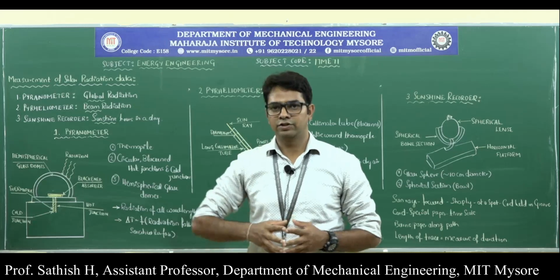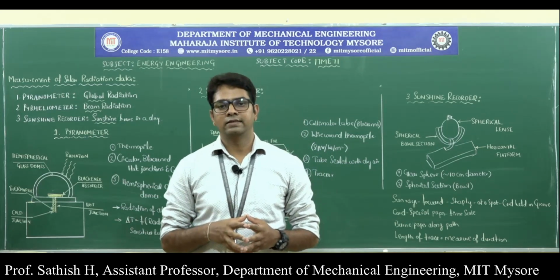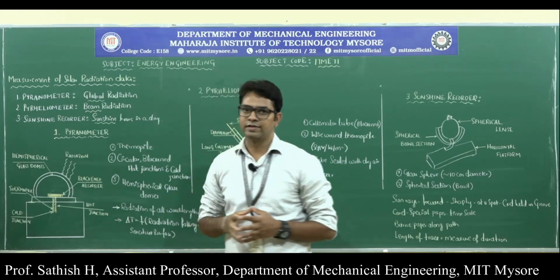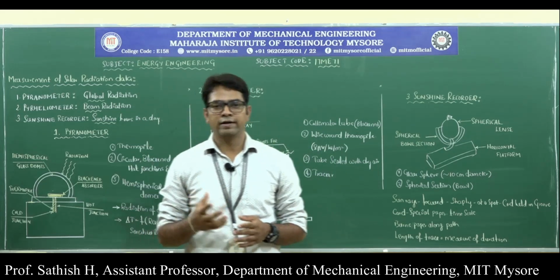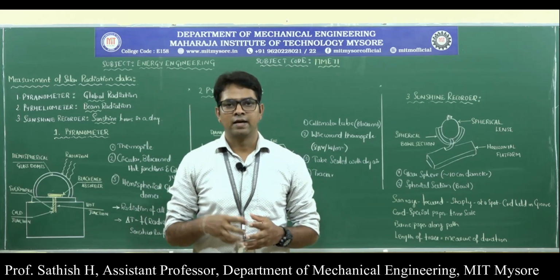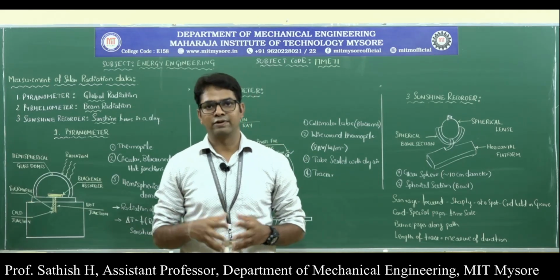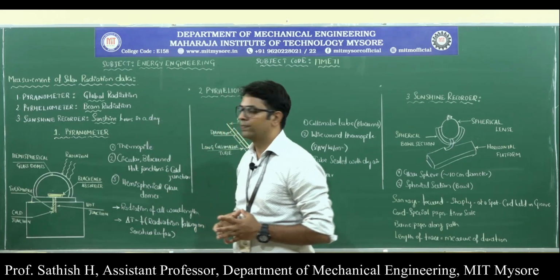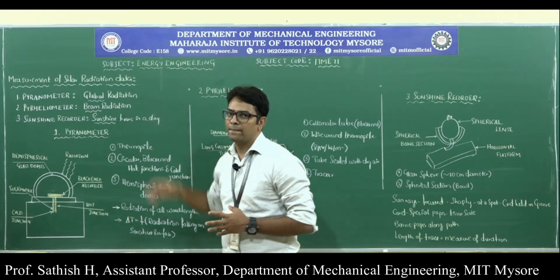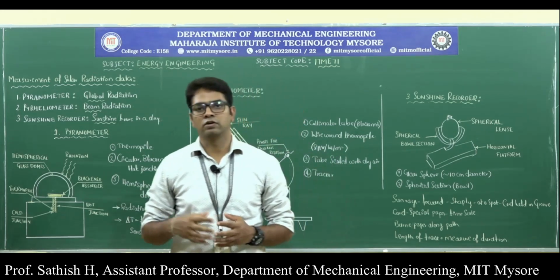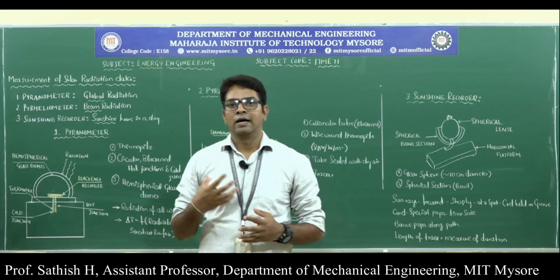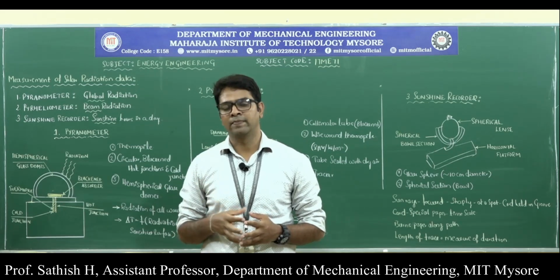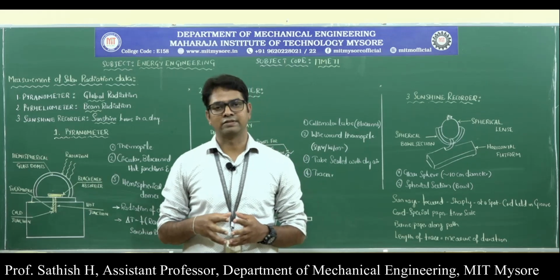After a brief introduction to solar energy, let us now discuss the second topic, the measurement of solar radiation data. The solar radiation coming from the sun can be measured using different instruments. The instruments are listed here. The first one is the pyranometer, which is used to measure global radiation, normally on horizontal surfaces, and it can also be used to measure global radiation on inclined surfaces.